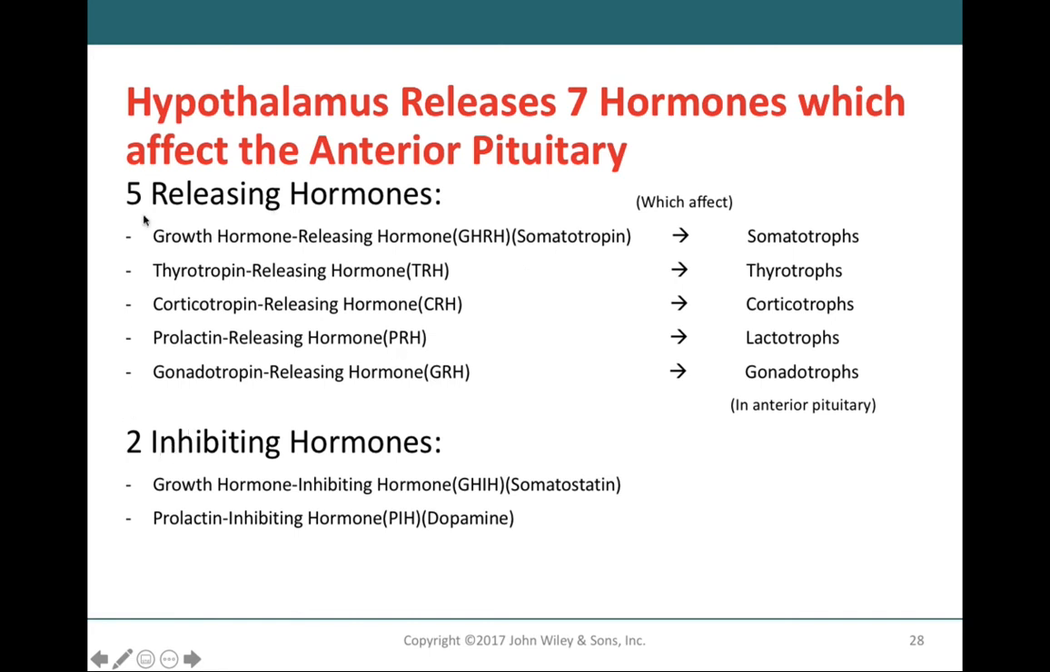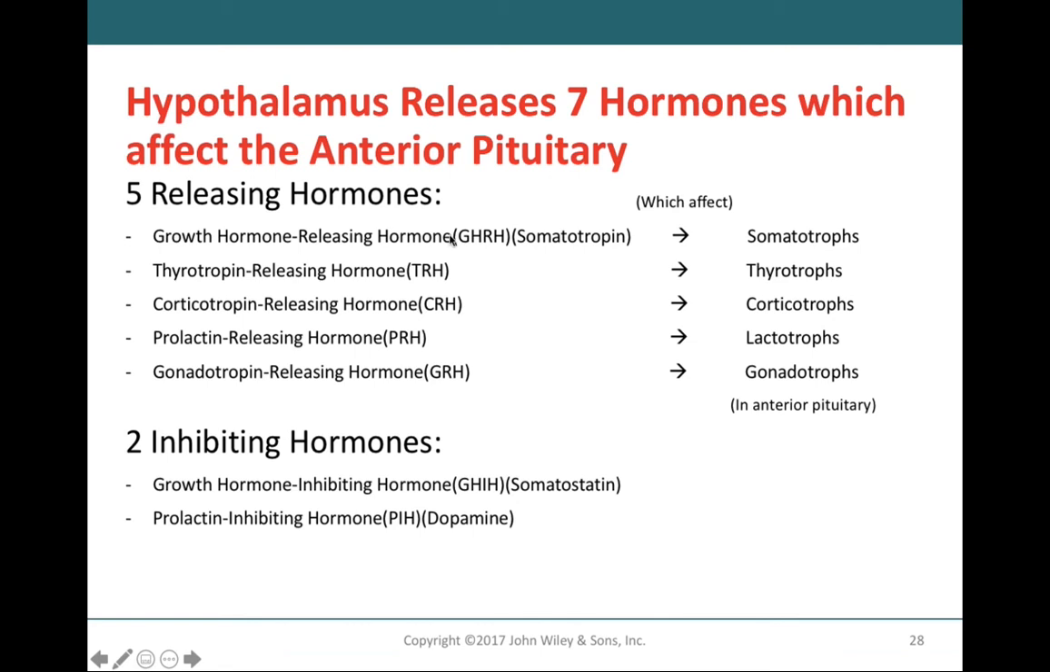So we have growth hormone releasing hormone. Its nice abbreviation. The rest of these are just as they sound. So we have thyrotropin releasing hormone, corticotropin releasing hormone, prolactin releasing hormone, and gonadotropin releasing hormone. Each of these are appropriately abbreviated, as you can see in parentheses, and I would like you to know the abbreviations as they may appear in that way on your test. But you'll see that these are the releasing hormones.